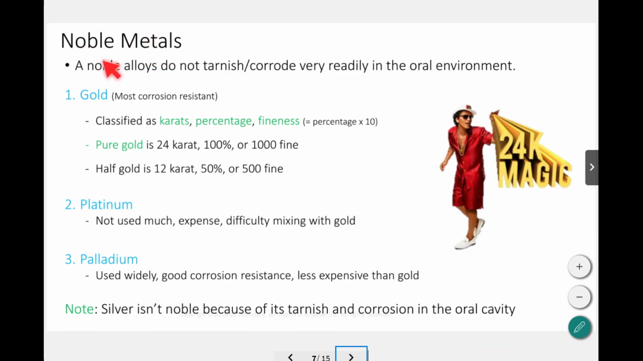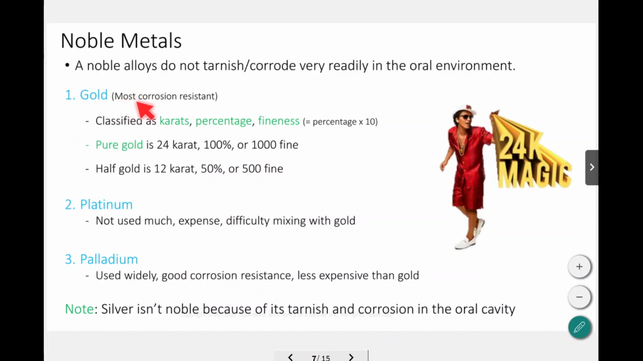So the noble metals, as I was saying, one of them is gold, right? The other one is platinum, and the other one is palladium. So know your noble metals. At least, you know these. These are your noble metals.